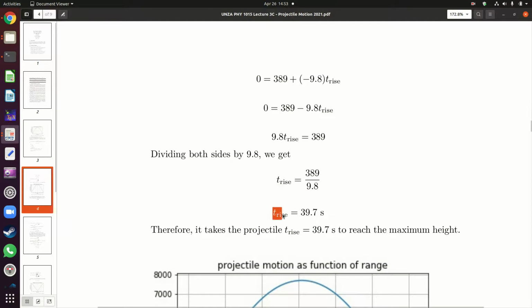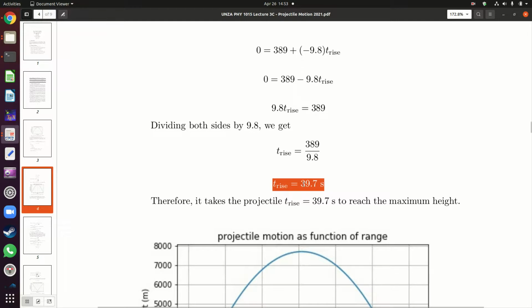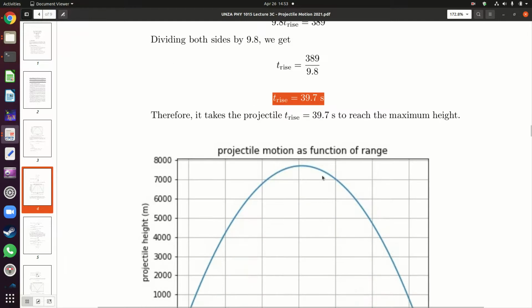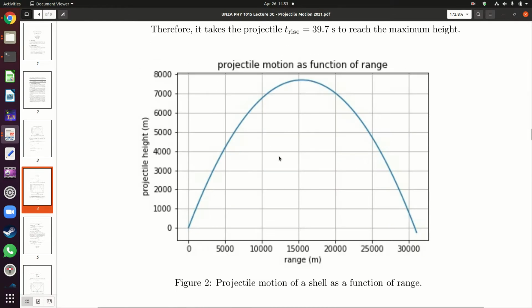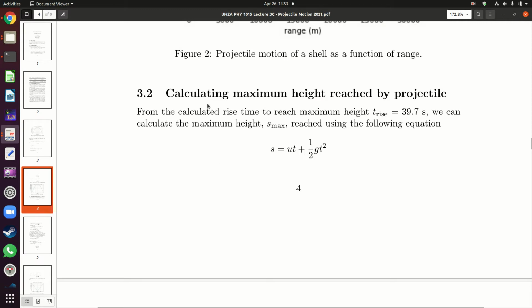So, this is our rise time, 39.7 seconds. Using this rise time, we can work out the maximum height. Because we know the rise time, and we know the velocity with which our projectile started off, which is 389 meters per second, and also that our projectile is going up, we can use that information to work out the maximum height reached by the projectile.